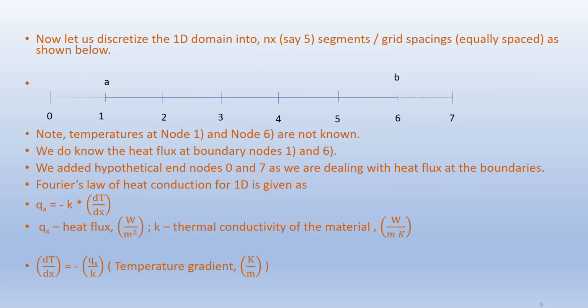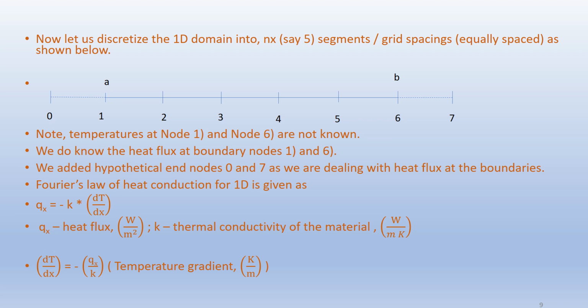Now let us discretize the 1D domain into nx or 5 segments or grid spacings, equally spaced as shown below. Here A and B are the boundary points or the boundary nodes. Note temperatures at node 1 and node 6 are not known this time. We do know the heat flux at boundary nodes 1 and 6. We added hypothetical end nodes 0 and 7 as we are dealing with heat flux at the boundaries.